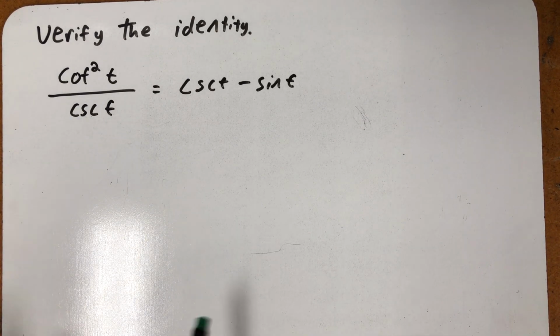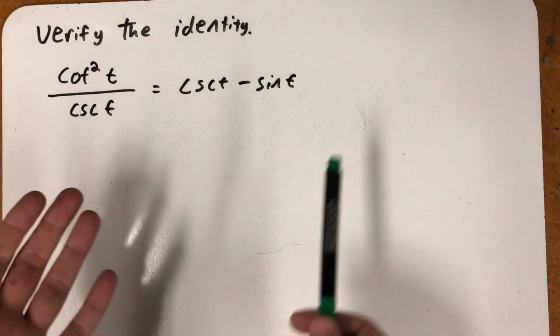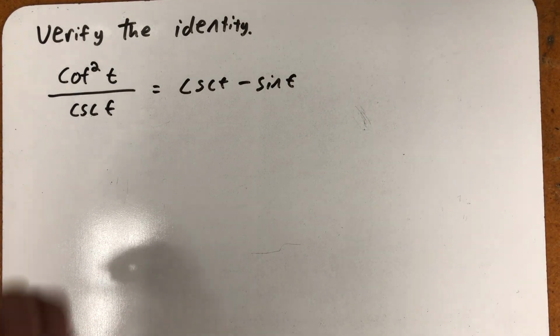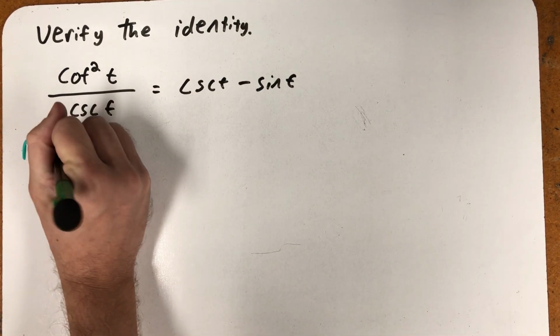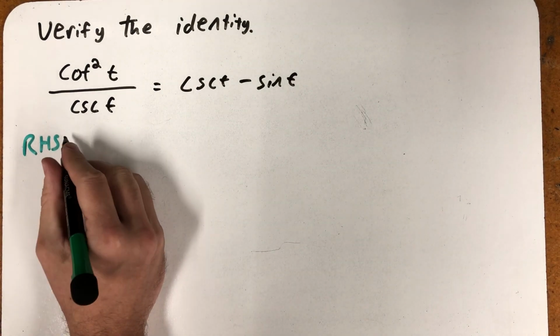And so I have a fraction, I have subtraction. There's no real easy way to tell which one of these is more complicated, but I'm going to pick the right-hand side to start. And just as a little spoiler, I'm actually going to do this one two different ways. I'm going to do this one again in a moment, choosing the left-hand side first.